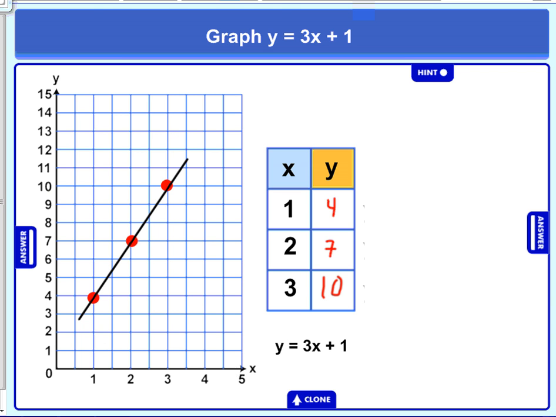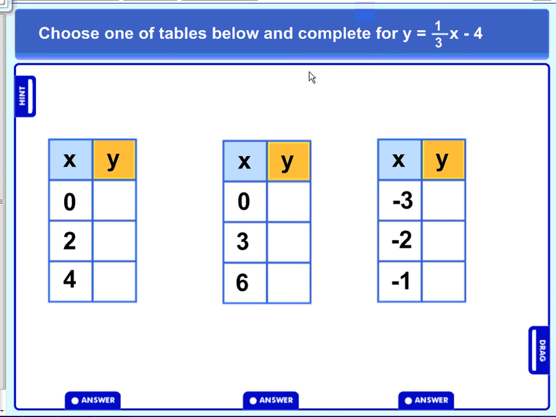All right, if you want some additional practice with this, you can go through and try solving one of these tables to complete y equals 1/3 x minus 4, and then you could try graphing it. It's just good practice for you.